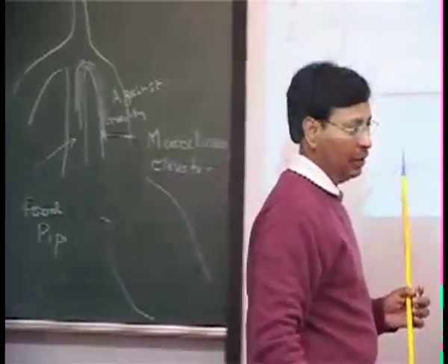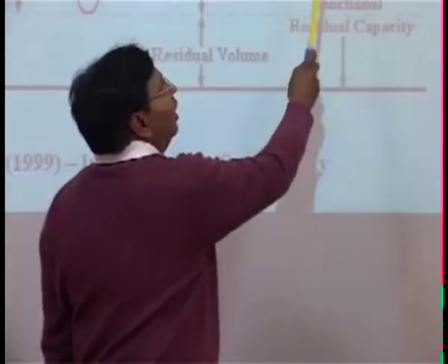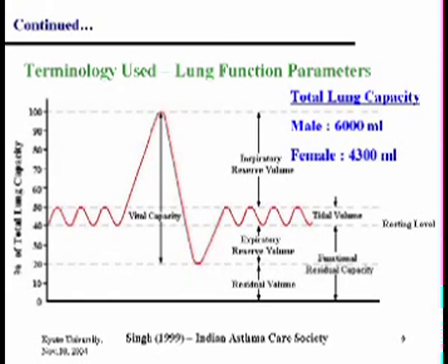I don't think I have the numbers here, but this is a little higher. This was pointed out to me by the doctors. Generally the male will have about 5,000 ml, which is really high, and females will have about 3,500 or so. So you can see that that is your total lung capacity.